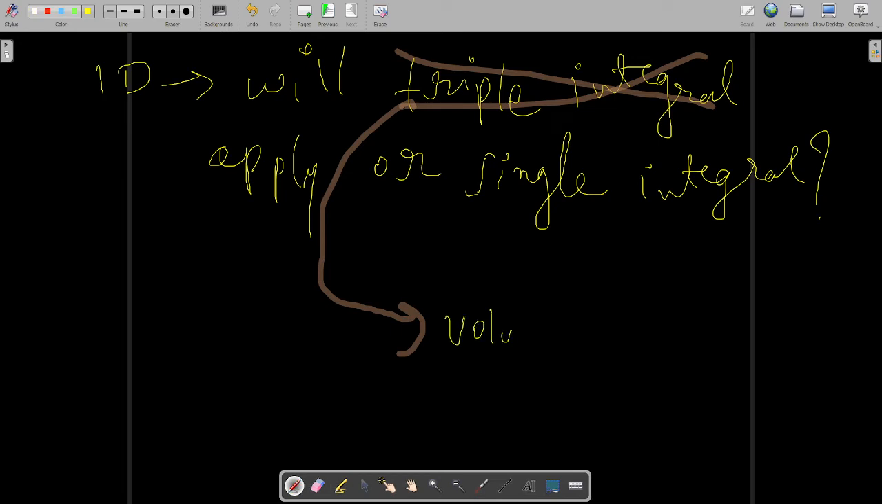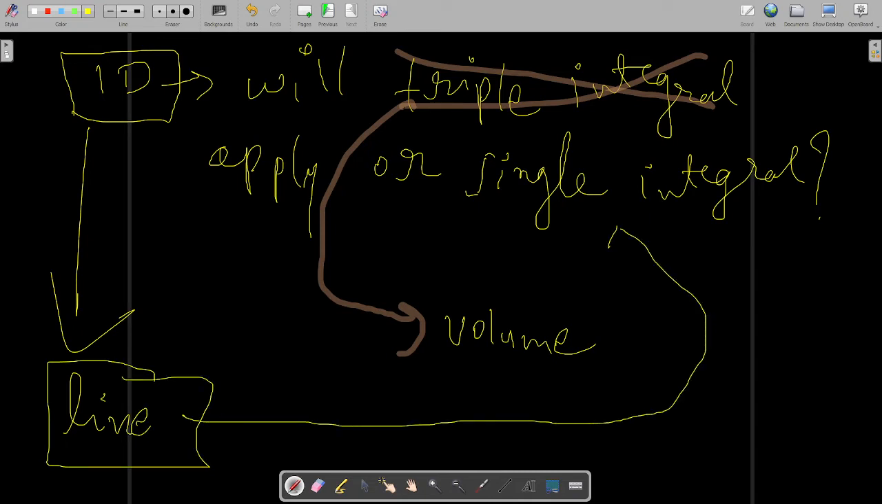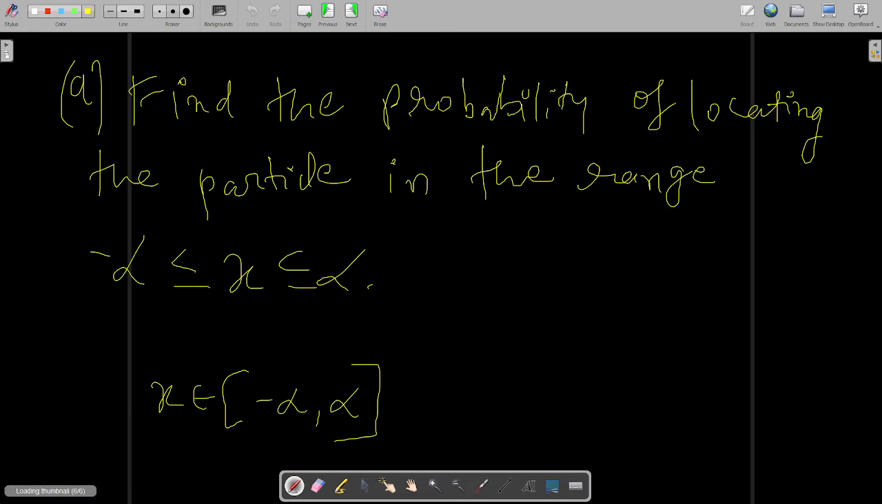But over here our equation is one dimensional. One dimensional means a line, not a volume. As it means a line, it is a single integral, not a triple integral. So a single integral will apply.